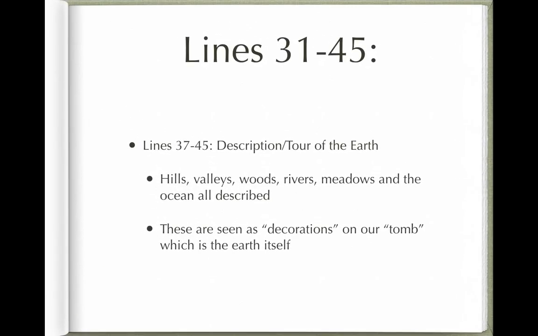Closing out that section in lines 37 through 45, just a reminder about how nature is used or viewed by the poet William Cullen Bryant. He takes a moment in these 7 or 8 lines to describe the hills, the valleys, the woods, the rivers, the meadows, and all the oceans around, but it's simply done as a reminder that these are simply decorations on our tomb, and the earth and the ground itself is going to be our own tomb.